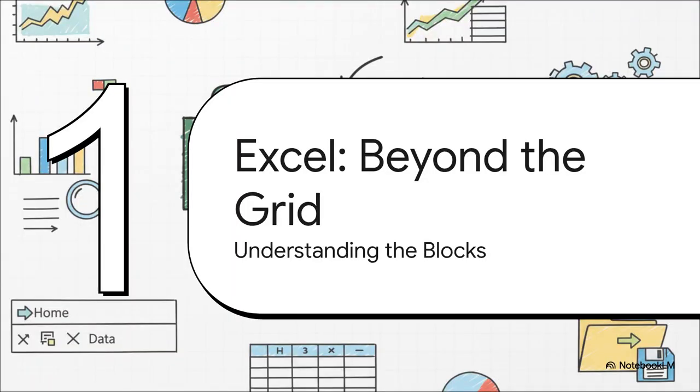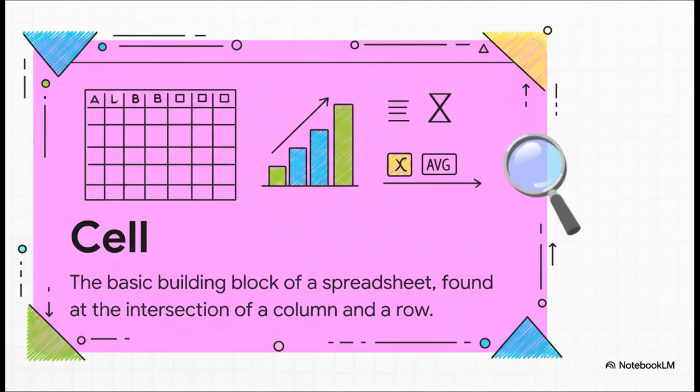Okay, so first things first, before we can build anything cool, we really need to get the lay of the land. We have to understand the absolute basics. Everything, and I mean everything, in Excel starts right here with the cell. Just think of it like a little Lego brick. It's a single box where you can put one piece of information, a word, a number, a date, whatever you need. It's the atom of your spreadsheet universe.